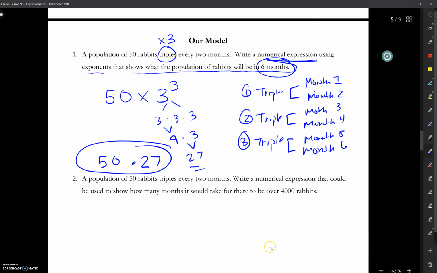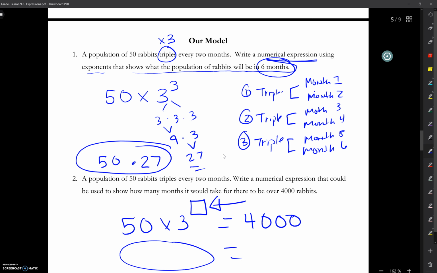So the next question. A population of 50 rabbits triples every 2 months. So once again, it triples every 2 months. Write a numerical expression that can be used to show how many months it would take for there to be over 4,000 rabbits. So for that problem, we would have this numerical expression, 50 times 3 to the power of, we don't know, which equals 4,000 rabbits. So we want to figure out how many. We'd have to figure out the exponent that goes there so that this side is equal to this side.